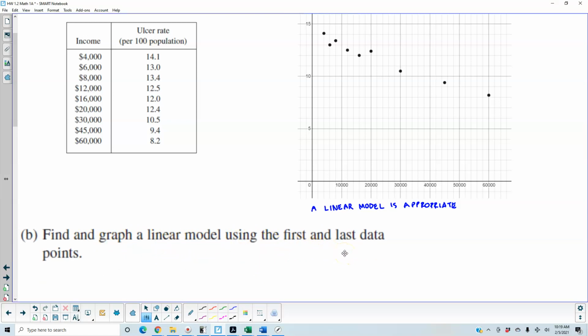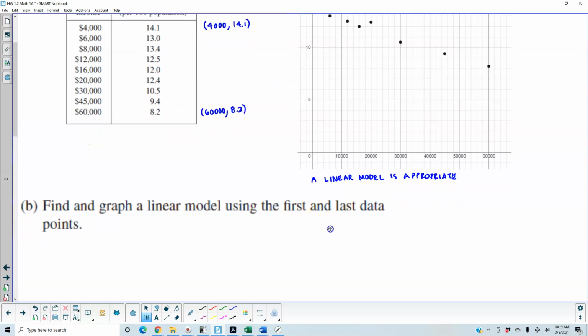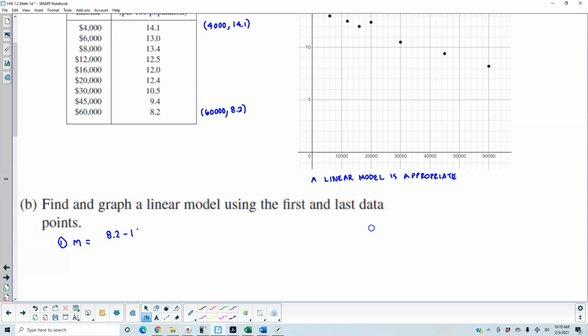last data points. So the first data point is 4,000 and 14.1, and the last data point is 60,000 and 8.2. So the first thing we need to do is find the slope of those 2 points. So the slope is going to be 8.2 minus 14.1 divided by 60,000 minus 4,000.